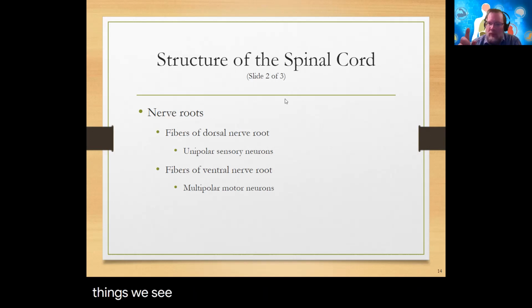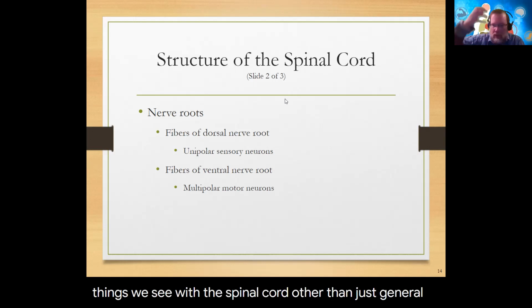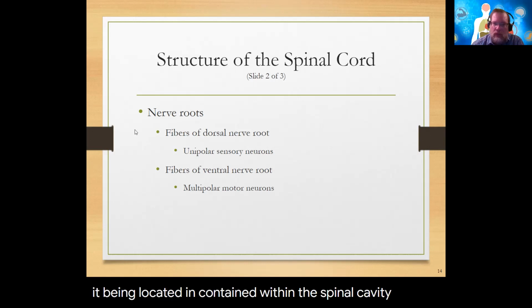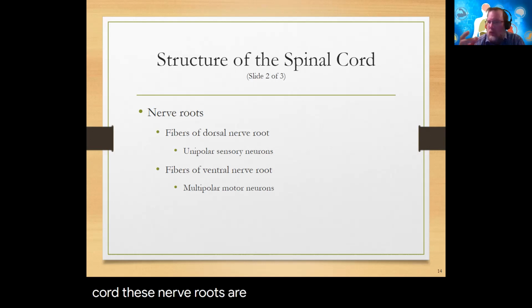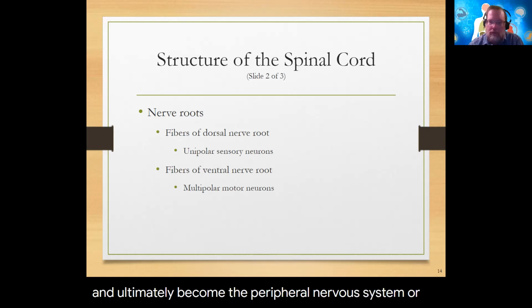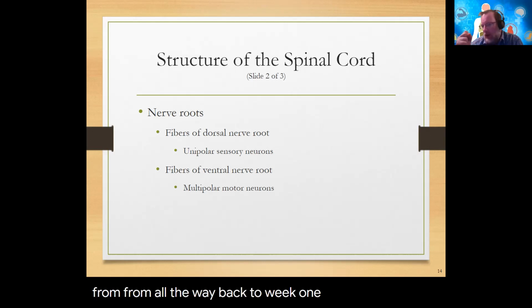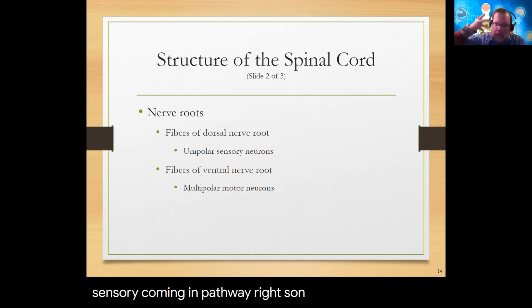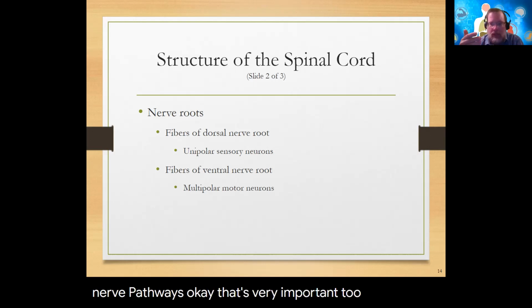The other things we see with the spinal cord, other than just generally it being located and contained within the spinal cavity, we do have what are called nerve roots coming off of the spinal cord. These nerve roots are going to be what attach to and ultimately become the peripheral nervous system, or your nerves. Now, the thing about nerves, and we know this from all the way back to week 1, nerves operate in a sensory coming in pathway, right? Sensory comes in, motor goes out. So we have two separate nerve pathways. That's very important to understand today. It's important to understand in the future.